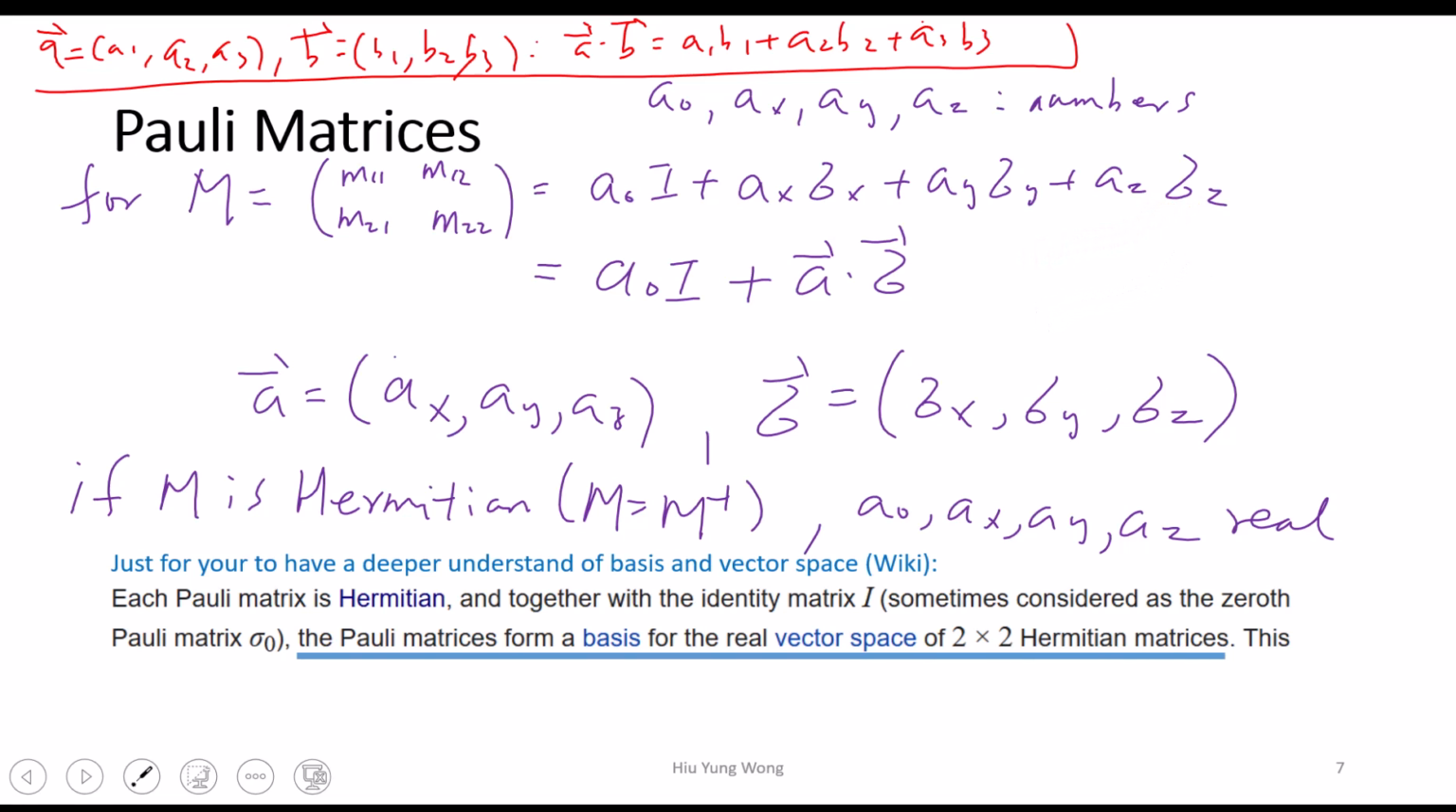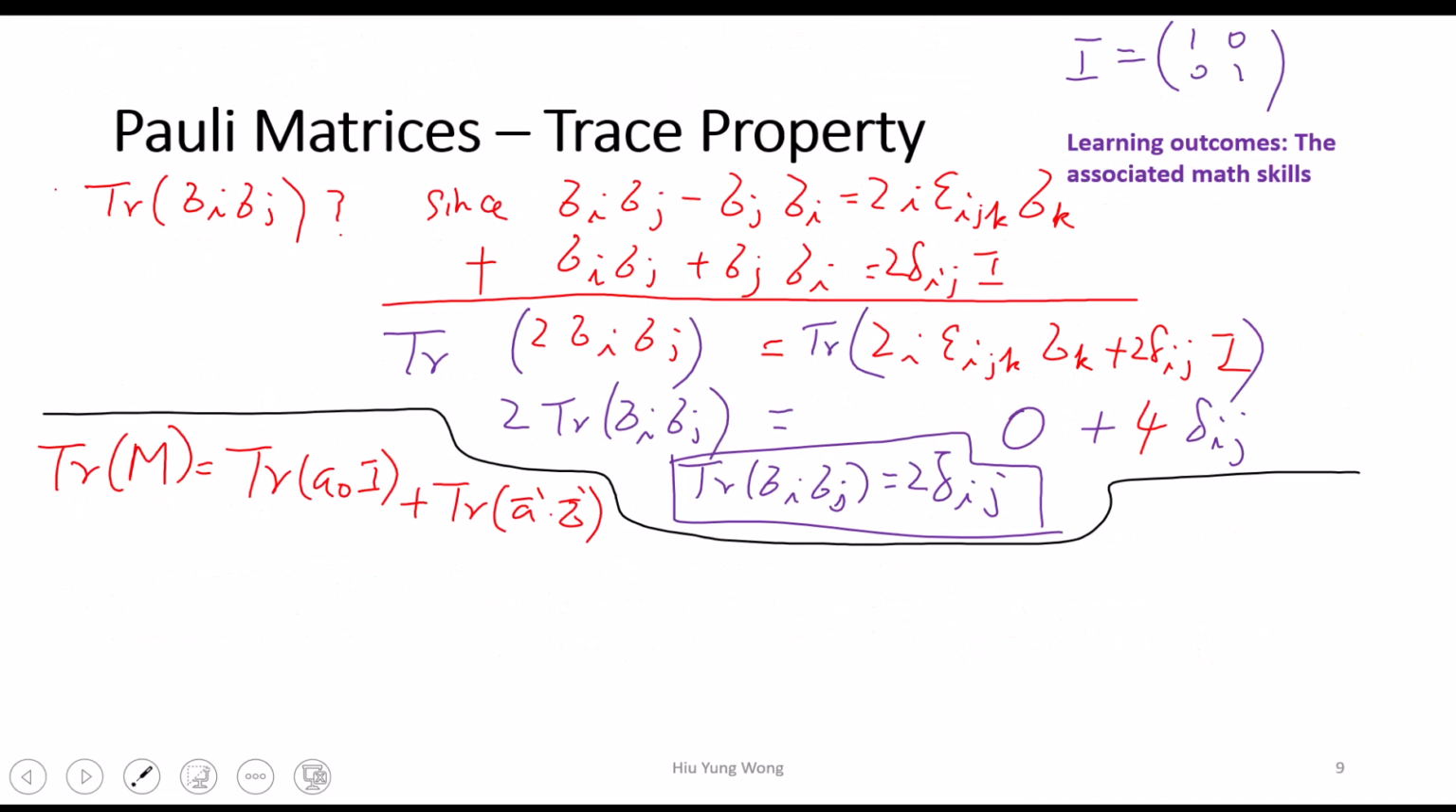Is this clear, right? Again, what I'm talking about is just like a vector: total vector equal to A times X hat plus B times Y hat plus C times Z hat. But now I have 4 bases in this case, right? And these are just some numbers. So if I apply the trace to M, it will be the trace of A0 I plus the trace of AX sigma x, AY sigma y, and so on. What is the trace of sigma x, sigma y, sigma z again? 0, because they're traceless.